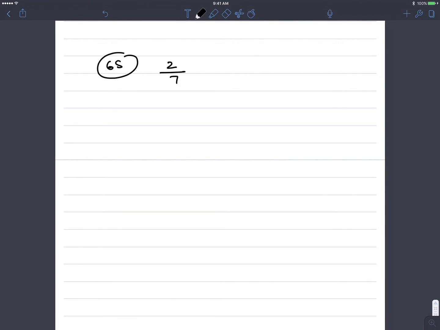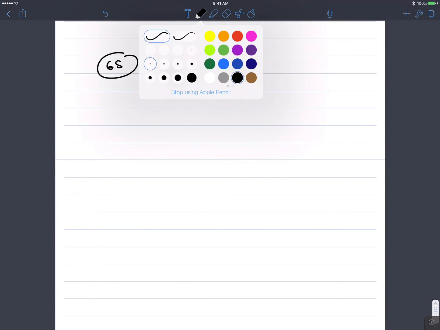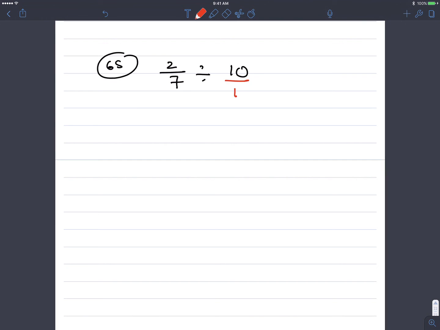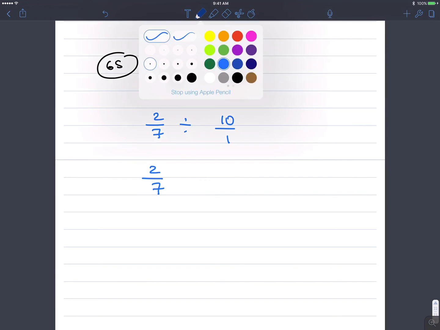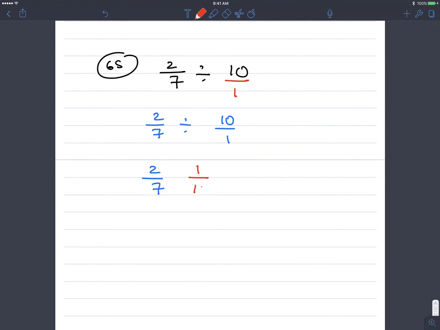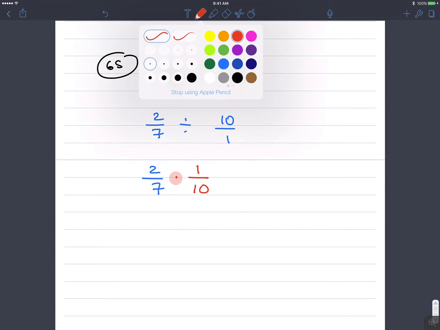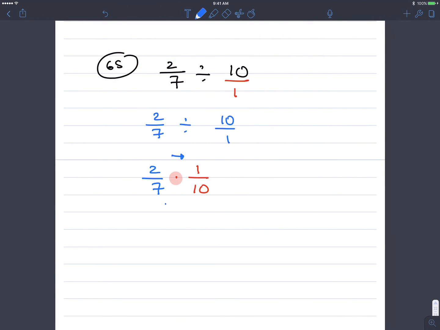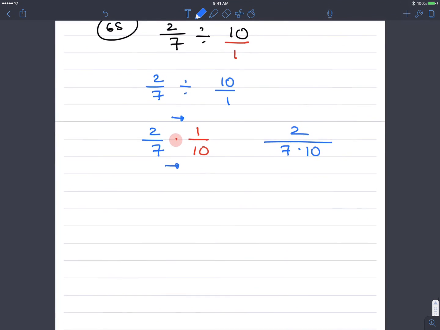2/7 divided by 10. Write your whole number 10 as a fraction, 10 over 1. So we have 2/7 divided by 10 over 1. Keep the first fraction the same, flip the second fraction over, and you multiply. Two times 1 is 2. 7 times 10 is what we get here in the bottom, in the denominator.